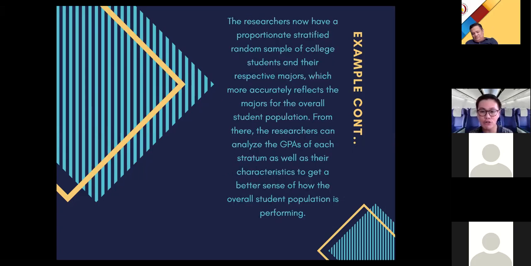So their conclusion here is that they met the proportionate stratified random sampling of college students and their respective majors, which more accurately reflects the majors of the overall student population. From there, the researchers can analyze the GPAs of each stratum as well as their characteristics to get a better sense of how the overall student population is performing. So I guess that's the end of my report for this afternoon, Doc.